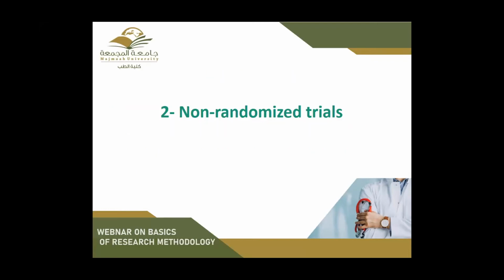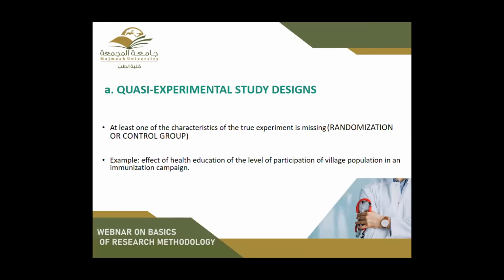In non-randomized control trials, I will lose one of the three; at least one of the characteristics will not be there. If I don't have a control group, or if I did not do randomization, this is called non-randomized. It has another name, which is quasi-experimental study design.